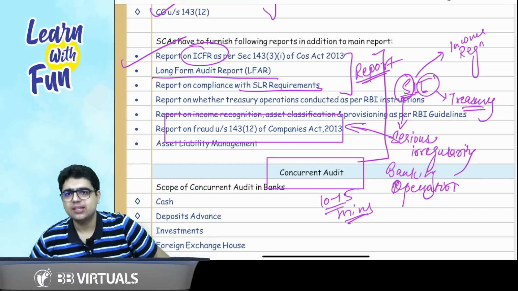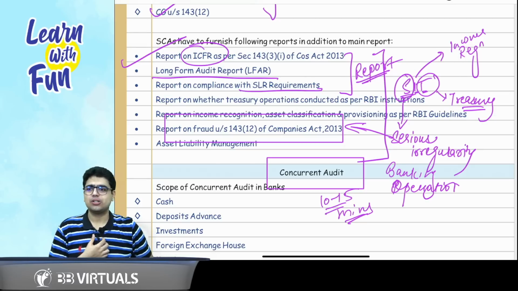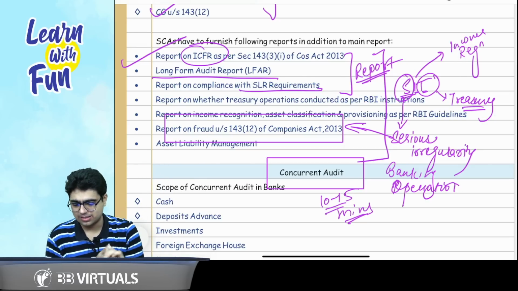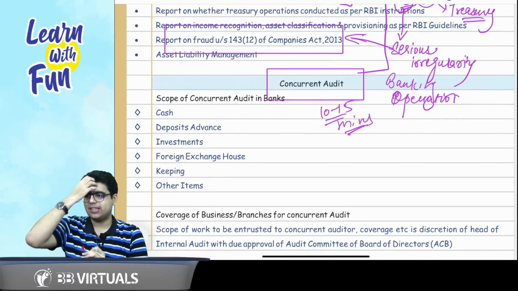Let's do it completely. Why leave other things? Let's do it all, because I know ICAI will be watching. It will see foreign exchange. Let's ask other topics: scope of concurrent audit in the banks.